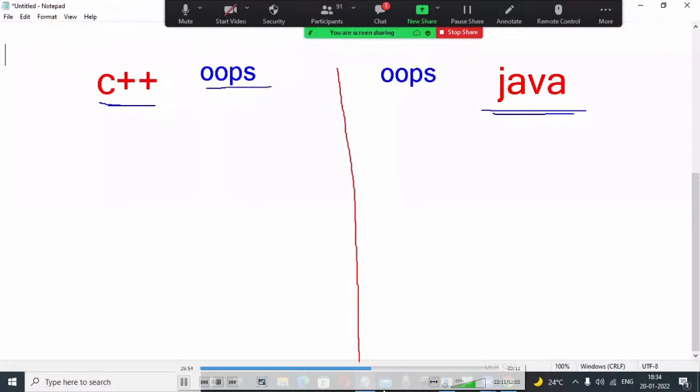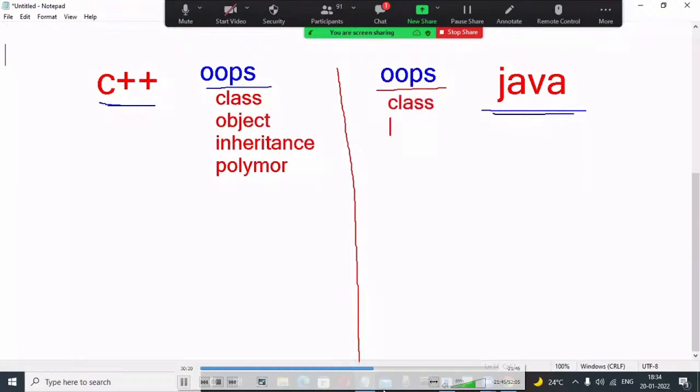OOPS concepts means, maybe some fellows have an idea, the class concept is there. Again, the object concept is there. Again, inheritance is a concept. Observe here. Again, polymorphism is a concept. Same here also in Java. OOPS concepts: what is a class? Okay, fine. What is an object? Some concepts are there or not? What is inheritance? Yes, here. Again, what is polymorphism? So many concepts are there. That's why conceptually class, object, inheritance, polymorphism are conceptually the same.